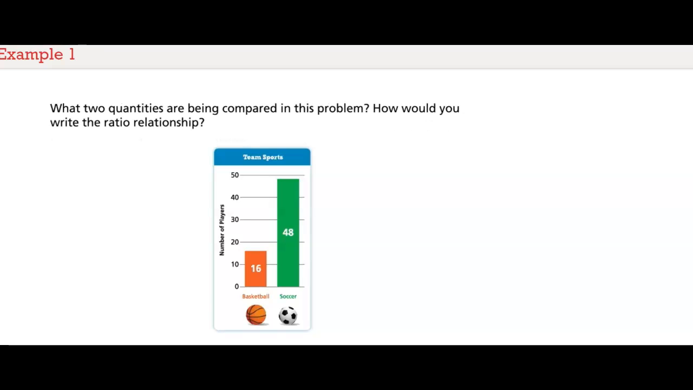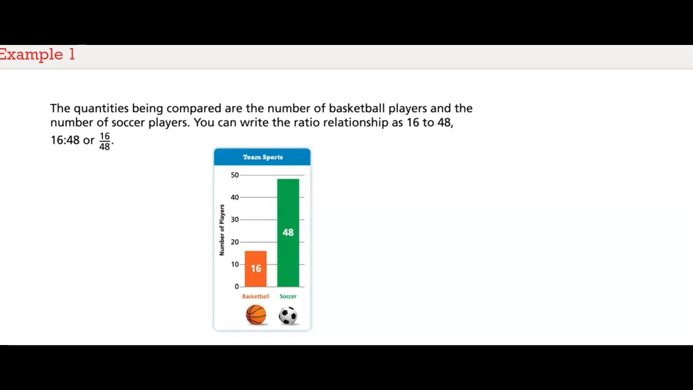What two quantities are being compared in this problem? How would you write the ratio relationship? The quantities being compared are the number of basketball players and the number of soccer players. You can write the ratio relationship as 16 to 48, 16:48, or 16 over 48.